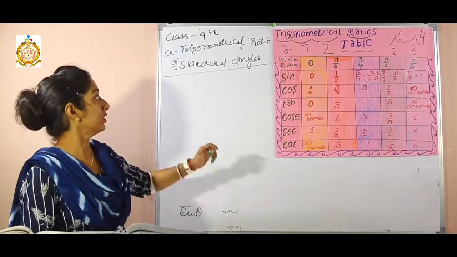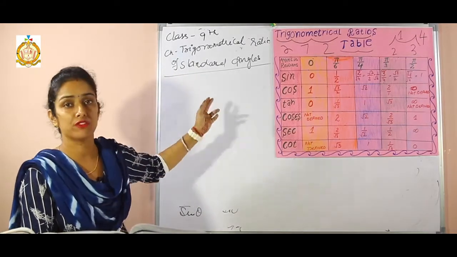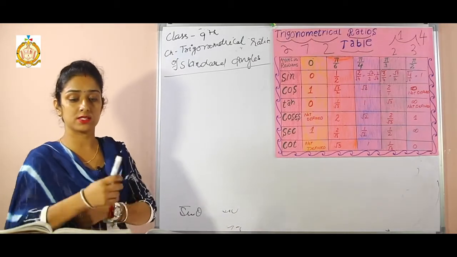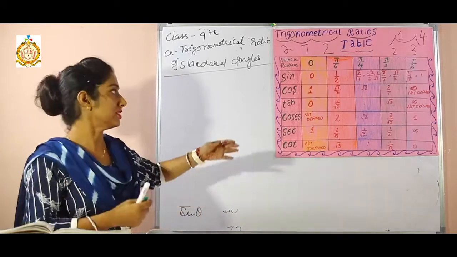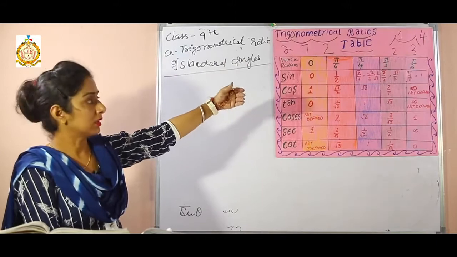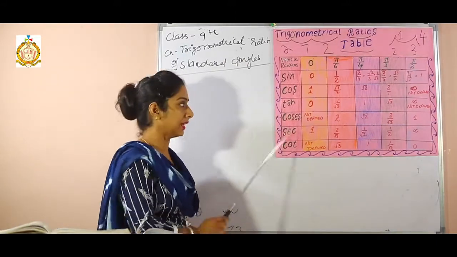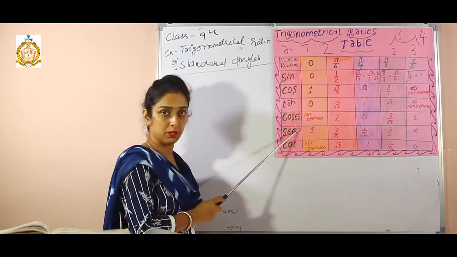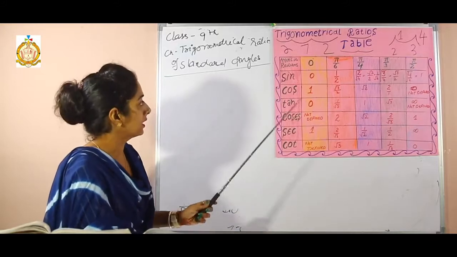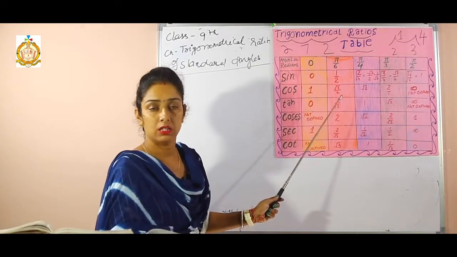So today we are going to start a chapter, trigonometrical ratios of standard angles, right? So students, in this chapter I will tell you the values of particular ratios for particular angles. Firstly I will tell you about this table, and then we are going on to a sum. So students, see, here is how we have to make this table.